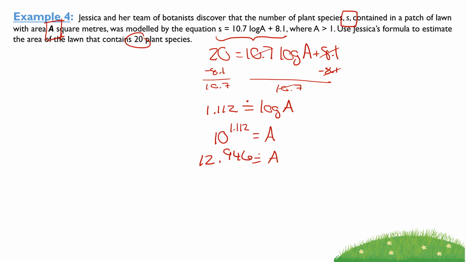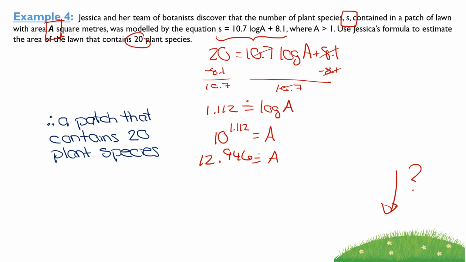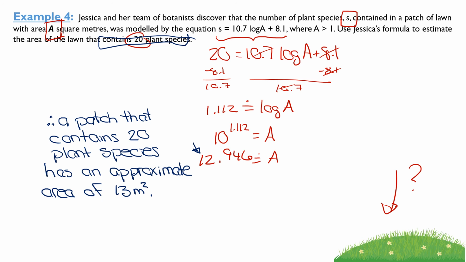What did you just find? Did you just find that she can get about 13 species of plants in her nice lawn here? What's your sentence going to be? We've got to finish this. We know that we've got a patch of lawn that contains 20 plant species. What about that patch of lawn? Finish the sentence. It has an approximate area of 13 meters squared. So that's what Jessica and her team of botanists have figured out with their formula.